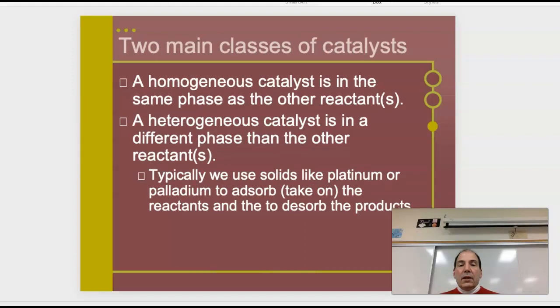So there are two main classes of catalysts: homogeneous and heterogeneous. Homogeneous, we've used that term before, so you should know that we're talking about the same, in this case the same phase. So if the catalyst is in the same phase as the other reactants, it is a homogeneous catalyst. And if it's not in the same phase, it's heterogeneous. A lot of times the heterogeneous catalysts are solids mixed in with liquids, solutions, or gases, but it doesn't have to be that way. But the example we're going to take a look at will definitely be in that mode.